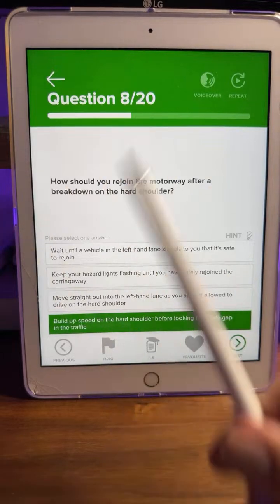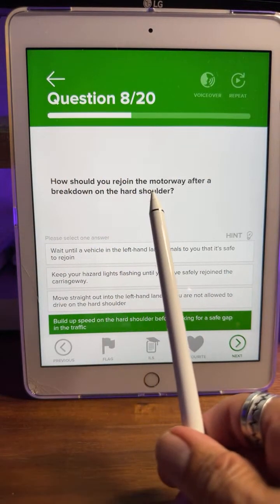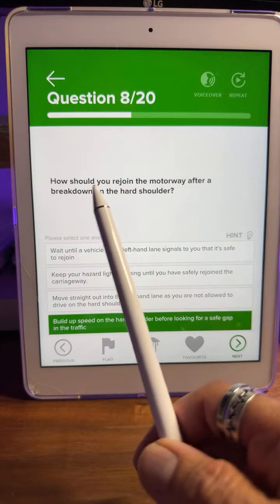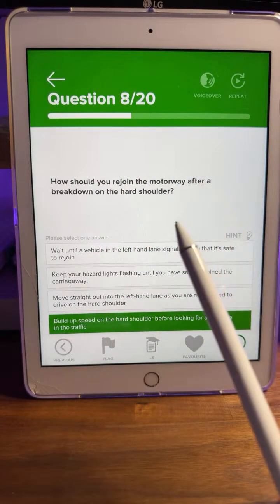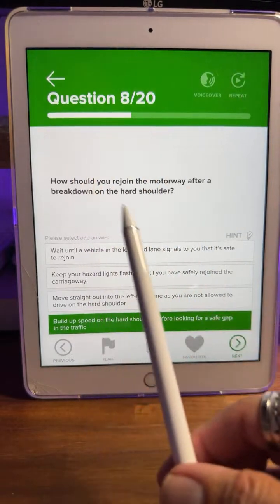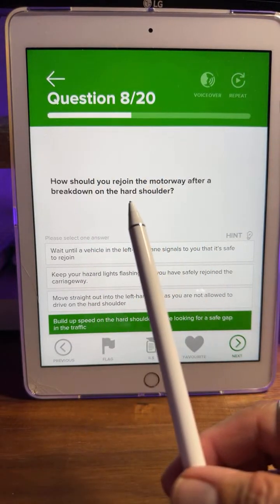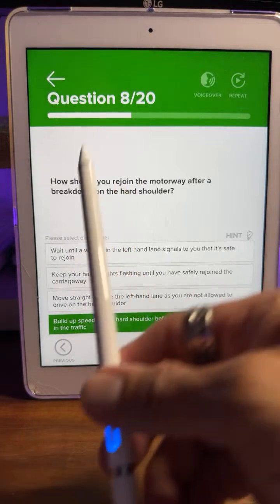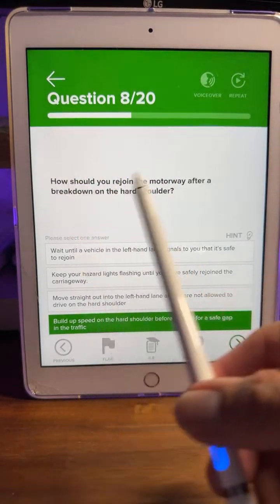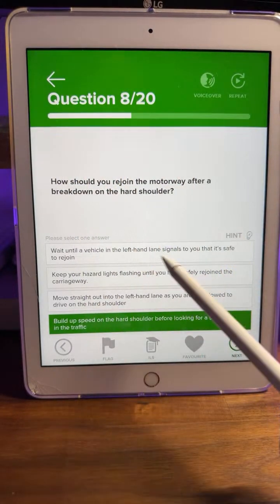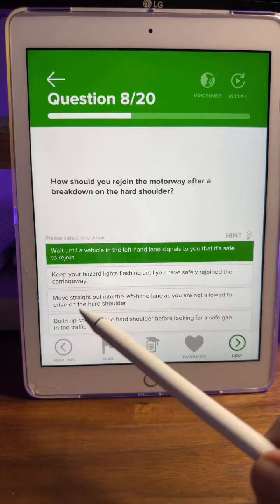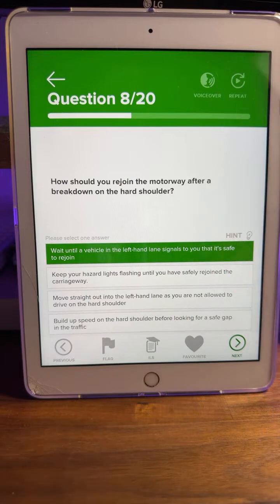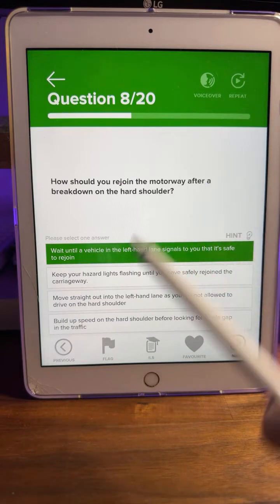So let's say you've broken down. Okay, you've stopped on the hard shoulder. You've got your car fixed. How should you rejoin the main carriageway? So you're in the furthest left-hand lane, known as the hard shoulder, used for breakdowns and emergencies. Okay, how can you get into lane 1? How should you rejoin the motorway after a breakdown? Let's look at this. Wait until a vehicle in the left-hand lane signals you that it's safe to do so. Nope, that could be very dangerous. Remember, they're coming down at 60, 70 miles an hour, sometimes faster, okay?